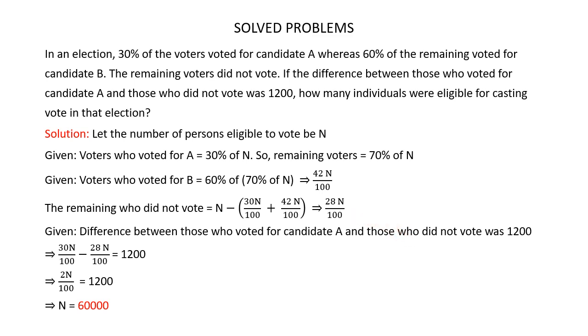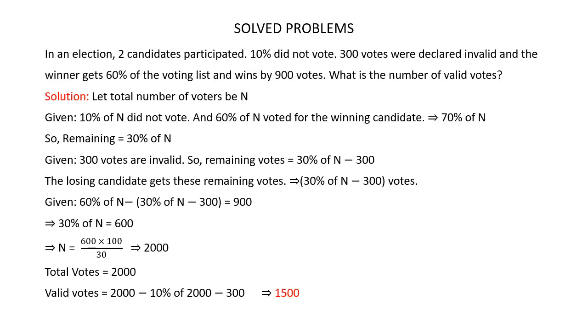So 30n by 100 minus 28n by 100 is equal to 1,200. On solving, we get 2n by 100 is equal to 1,200, or n is equal to 60,000. So the total number of persons eligible to vote in that election was 60,000.